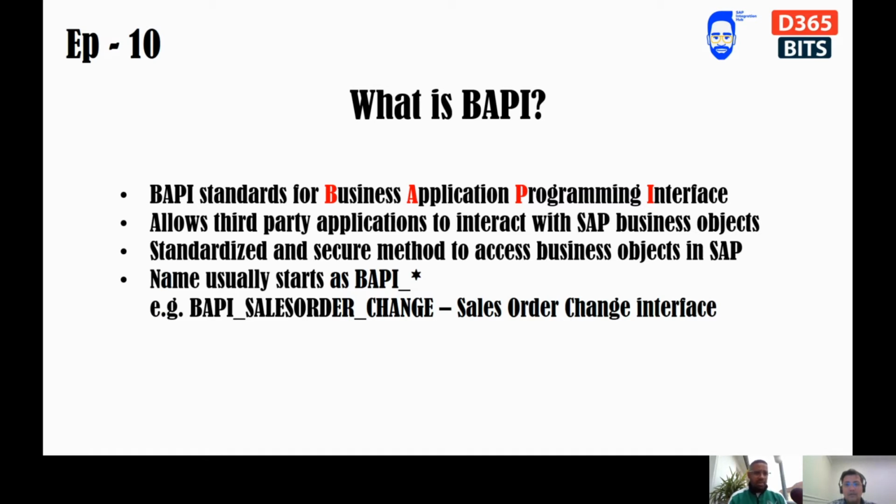So to give you an example of a BAPI, the name is usually prefixed as BAPI underscore. For example, this BAPI you see here on the screen, BAPI underscore sales order change. This is the BAPI that we use in SAP to change a sales order on the SAP side.